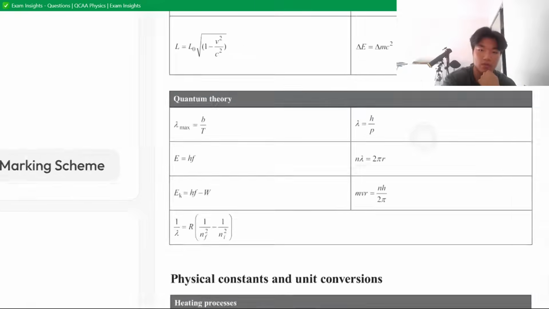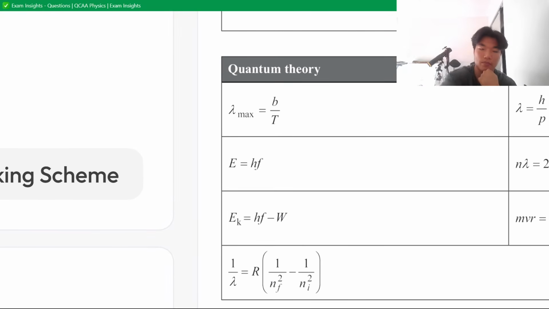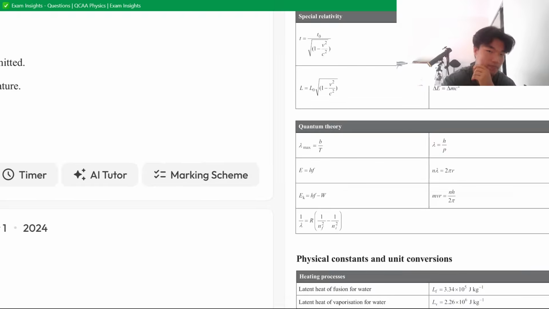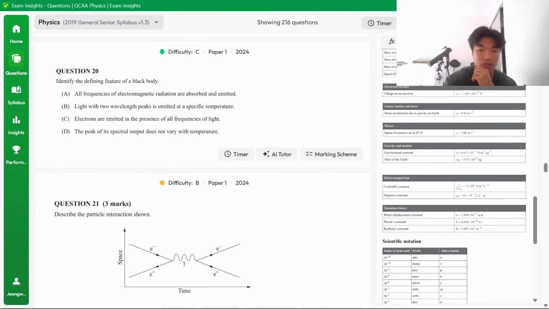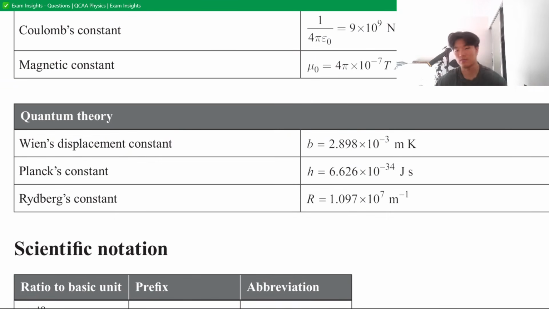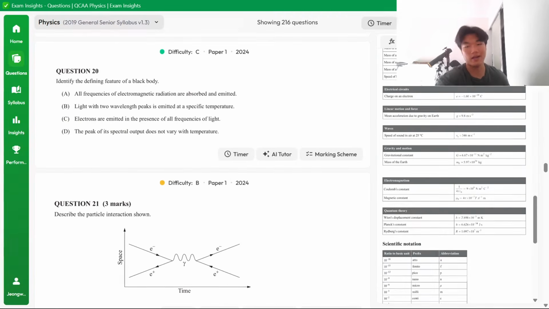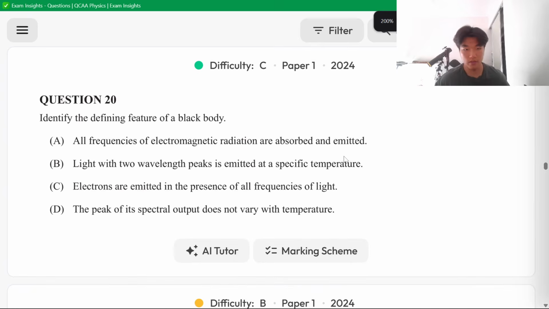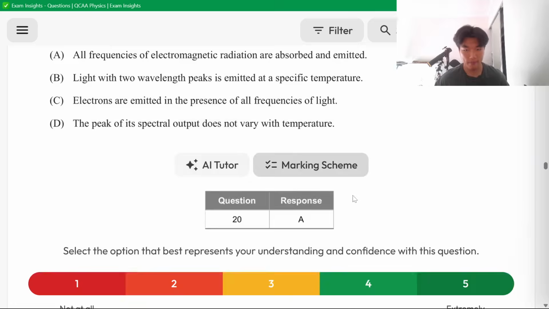So in the quantum theory part of the formula sheet, you have lambda max equals lowercase b over capital T. Lowercase b represents Wien's constant, and this is given in the formula sheet as 2.898 times 10 to the negative 3 meter Kelvin, not coulombs. Yep. So there it is. So it's going to be A.